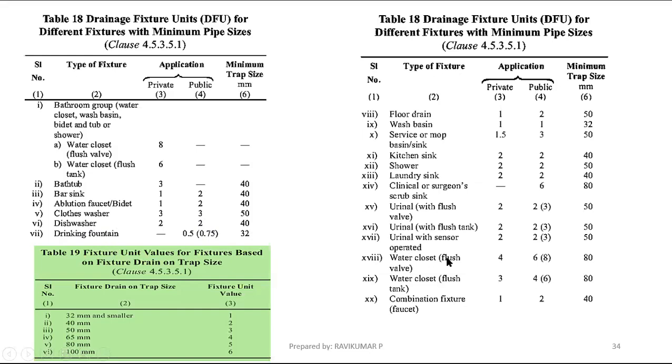Drinking fountain. Already we have seen the drinking fountain in the previous slide. Normally we provide a drinking fountain in public areas only, not in our house. So for that one we have to use 0.5 or 0.75. This outlet will be 30 mm. If it is in a public area, 30 mm.